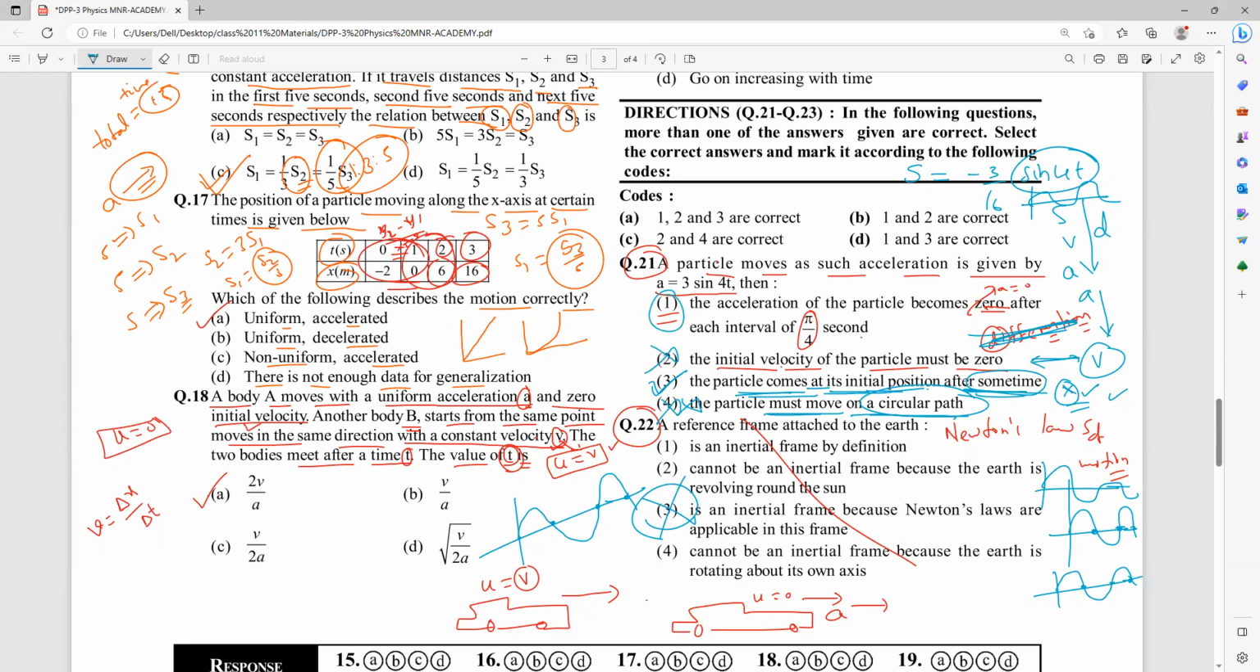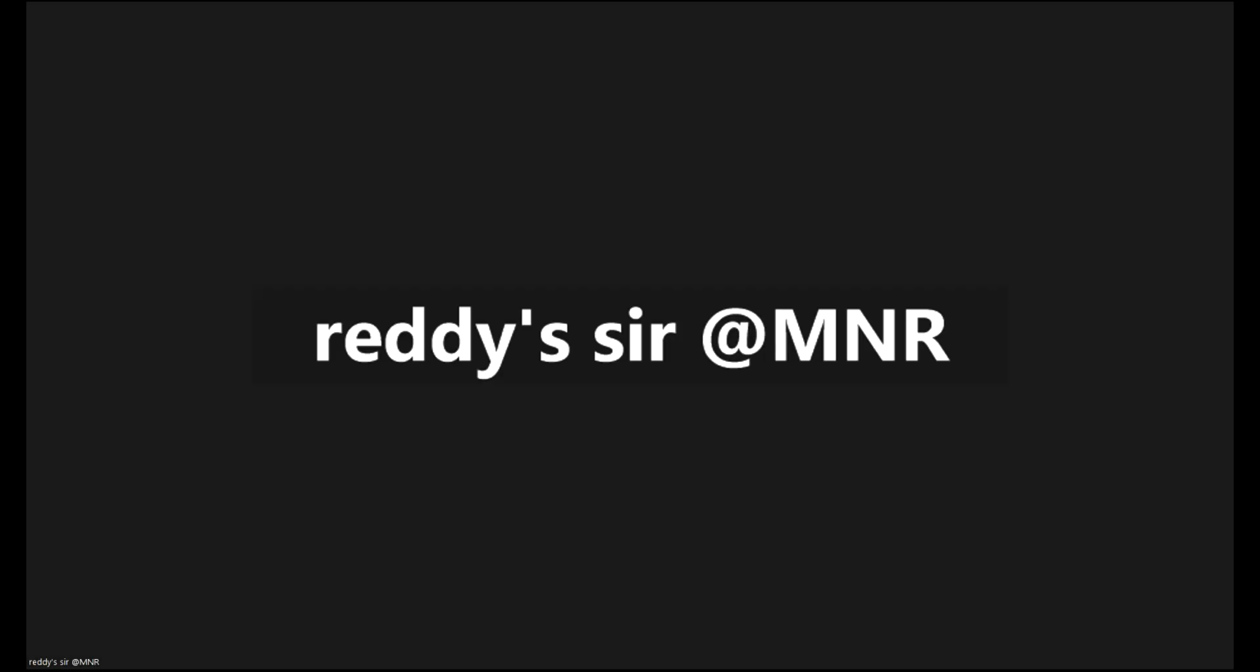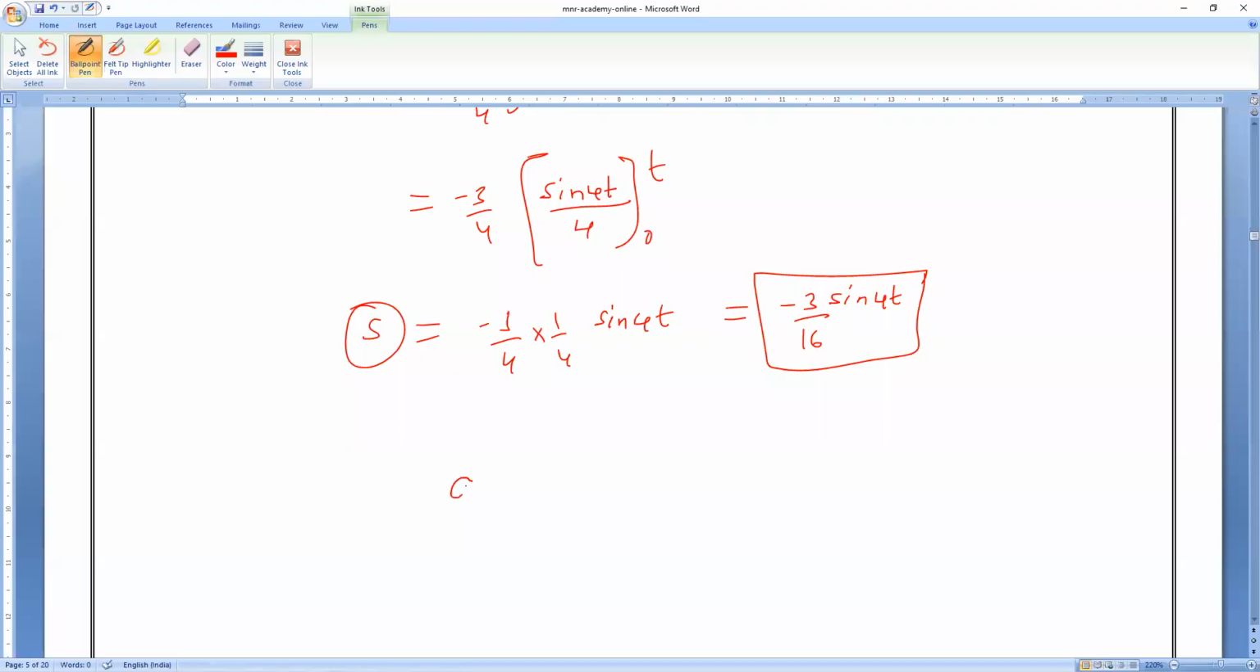So they are saying that the acceleration of the particle becomes 0 after each interval of pi by 4 seconds. So let us verify it now. Is it true or not? Everybody, if you notice, they are saying that the acceleration of a body becomes what? Acceleration becomes 0. Given function, sine 4t is equal to 0. From that, sine 4t is equal to 0 by 3, which is equal to 0.